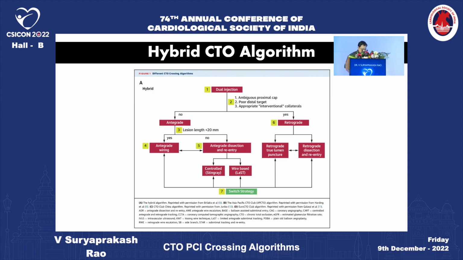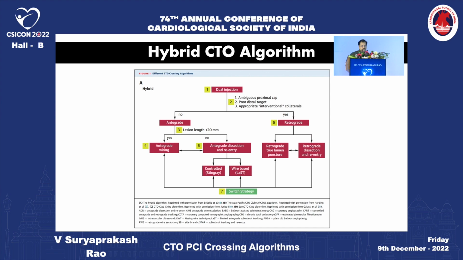The European and US operators prefer antegrade dissection re-entry most. The people in Japan, and those trained by the Japanese, prefer to go to parallel wires rather than retrograde procedures. So, putting together, many algorithms have come into the picture. In this algorithm, particularly, there is the escalation of wires and antegrade dissection, and the retrograde true lumen crossing and retrograde dissection entry. These are the things that followed in this.